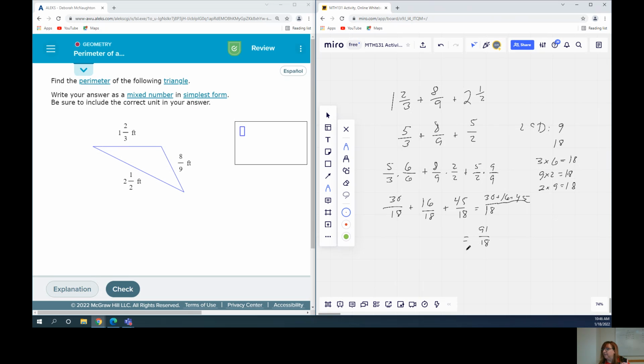So I need to convert this back into a mixed number. I'm going to take the 91 and divide it by 18. Okay, I'm just going to guess. Let's try 5. 5 times 18 is 90. And when I subtract, I get 1. So this is 5 and 1/18.